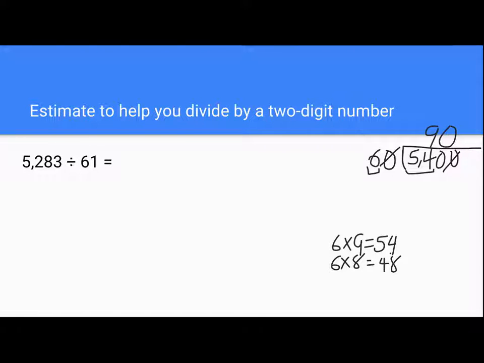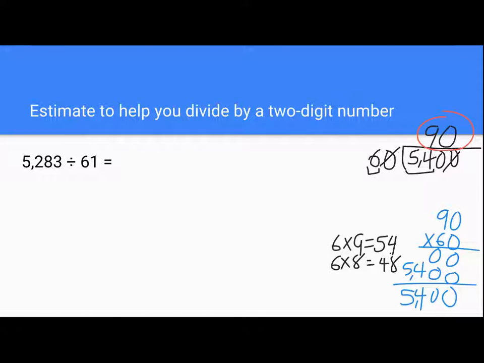Now I want to double check and make sure that my answer is correct. The way I can do that is to multiply my answer times my divisor. Let's see, 0 times 0 is 0, 0 times 0 again is 0, drop the 0, 6 times 0 is 0, 9 times 6 is 54. So the answer is 5,400. So my estimated answer, my estimated quotient, is 90.